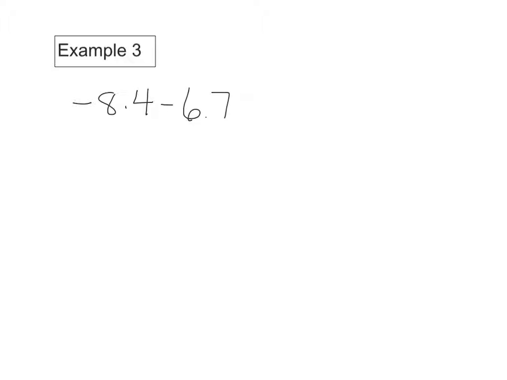With this problem, again, I like to think in terms of addition. Well, this is going to be the same as negative 8 4/10 plus a negative 6 7/10. Because subtracting a positive is the same as adding a negative. Now, because both of those numbers are negative, I can just add the values and then make it negative. So 8 4/10 and 6 7/10.